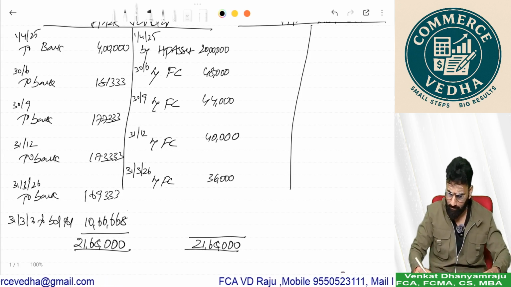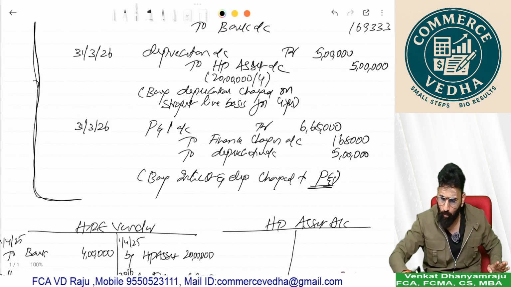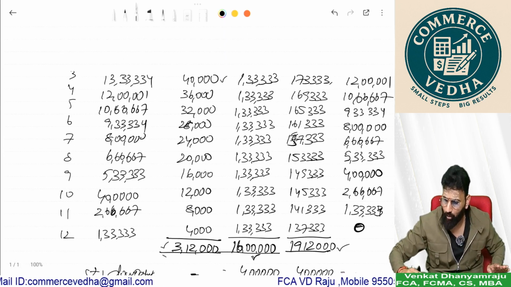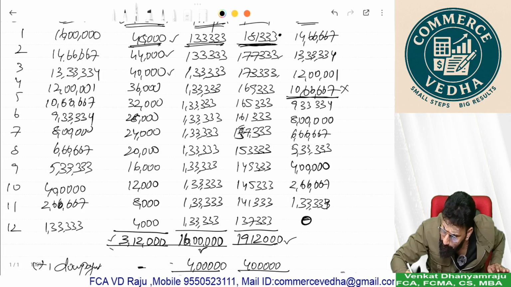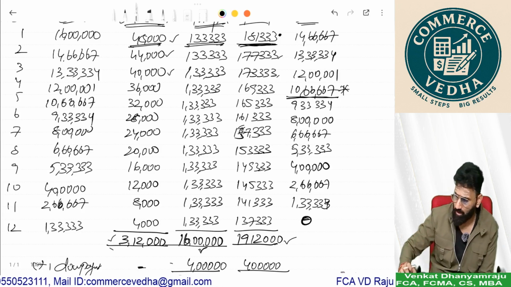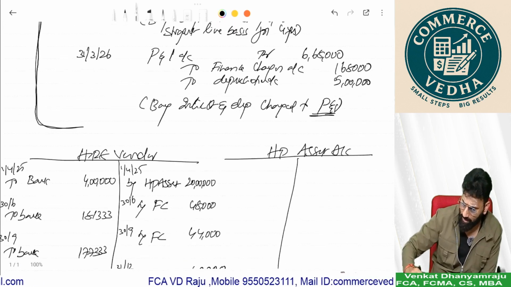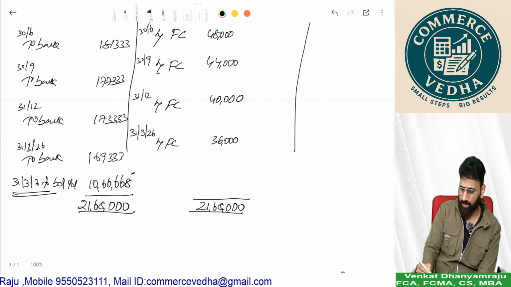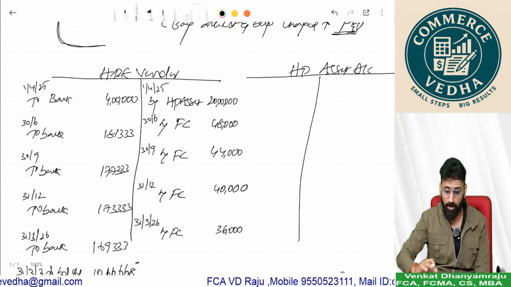10,66,668 balance carried down. If you go back and check your calculation, at the end of fourth installment your balance is 10,66,667. Coming back, your balance exactly at the end of fourth installment is 10,66,668. This is the accounting for vendor first year.